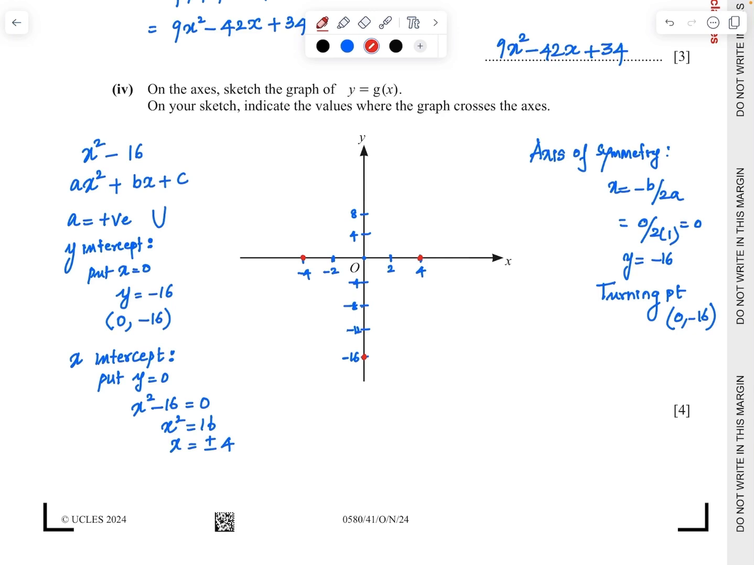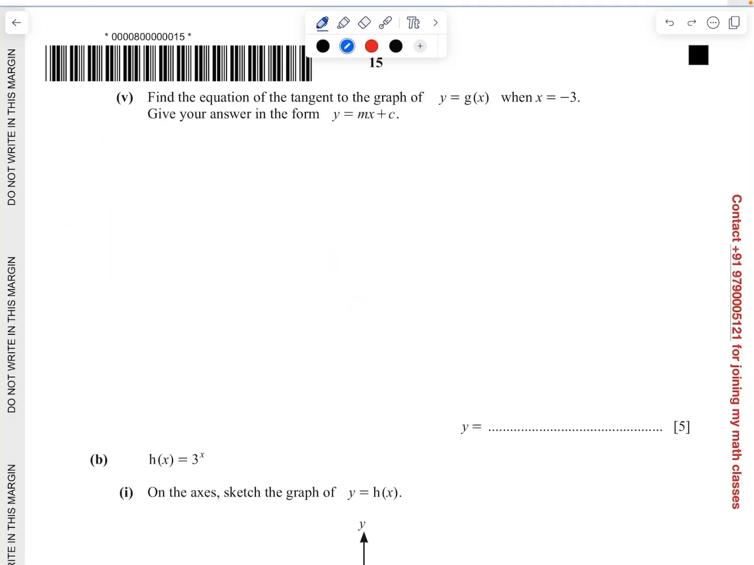So now let's draw the curve. And of course the axis of symmetry is the y-axis itself. So this is the required parabola.